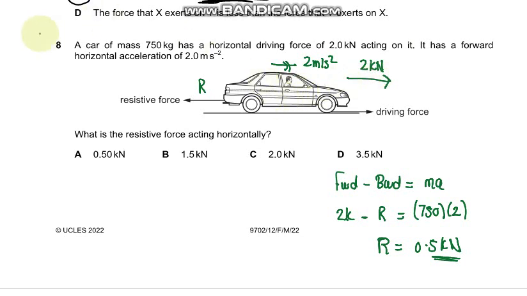Question number 8 says that a car has a mass of 750 kg, driving force of 2 kilonewton. The forward horizontal acceleration is 2 meters per second squared. What is the resistive force? Just apply F equals ma, forward minus backward equals ma, 2k minus R equals ma, and R becomes 0.5 kilonewton. So A is the appropriate answer.